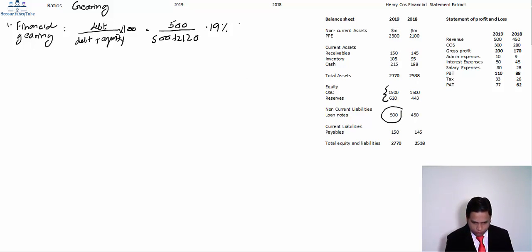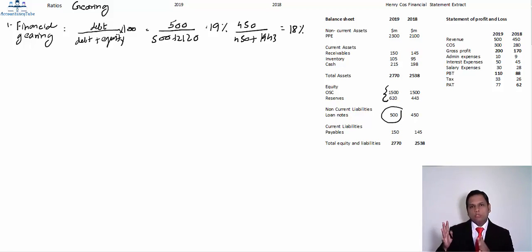Now doing the same for 2018, we get the debt for 2018 was 450, plus the equity is 1500 and 448, which gives us 1943. Multiplying with 100 will give us 18%.